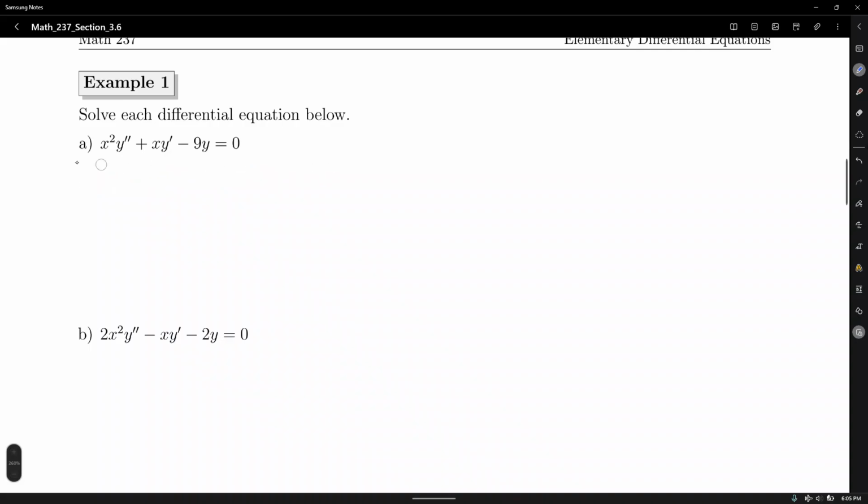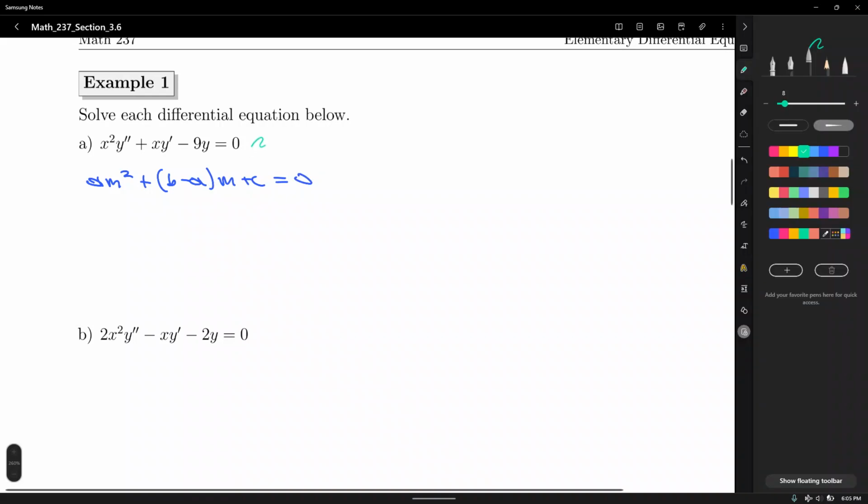Wait, give me a second. Let me actually write it in generic form: am squared plus b minus a m plus c in this case. Let that be equal to 0. It would be worth it to write down the coefficients. A equals 1, there is an invisible 1. B equals another invisible 1. And c equals negative 9.